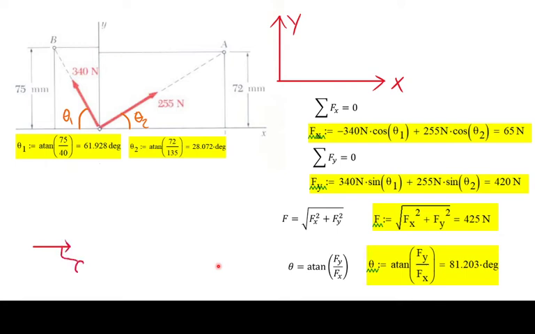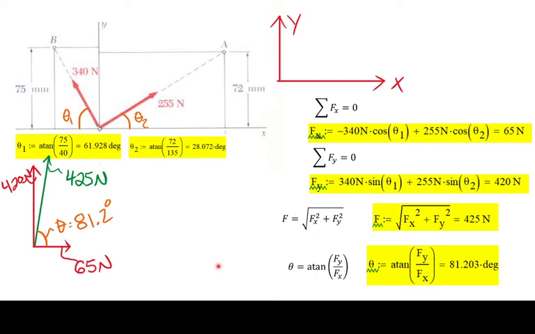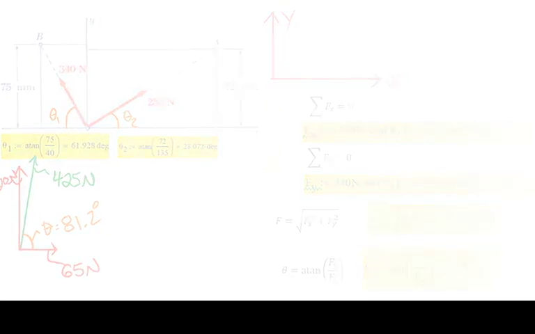You will have to describe this graphically. Some instructors want you to do it graphically, but it's good to just understand what's going on. To the right, it's 65 newtons, up 420 newtons, and then the magnitude it makes is going to be 425 newtons with an angle of 81.2 degrees. All right, that's it. That was your answer.